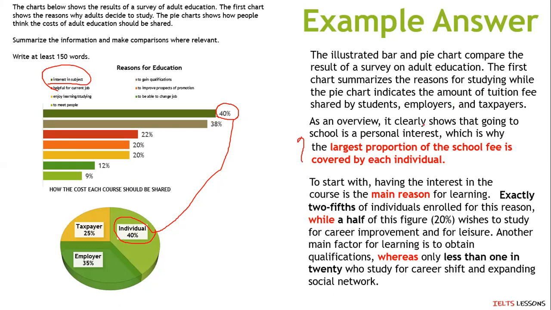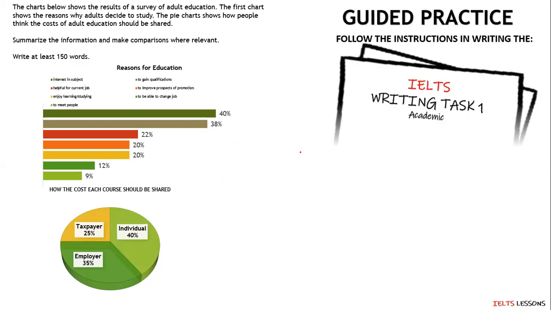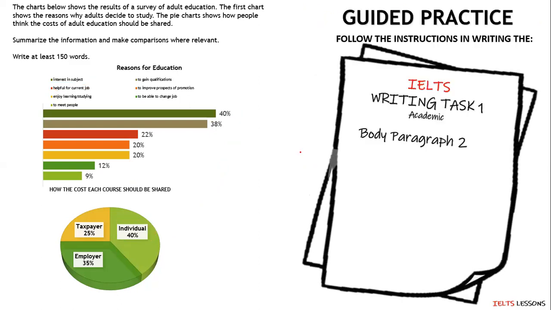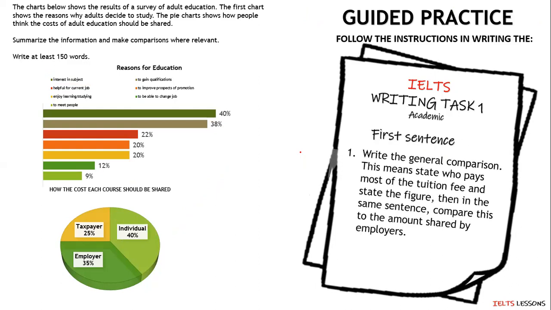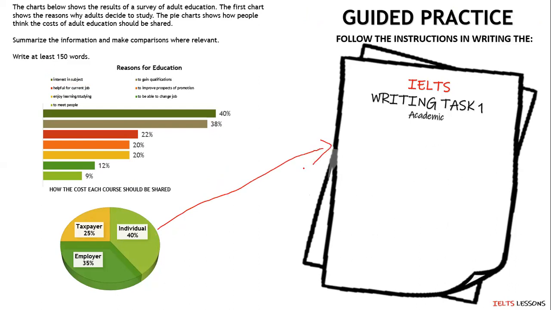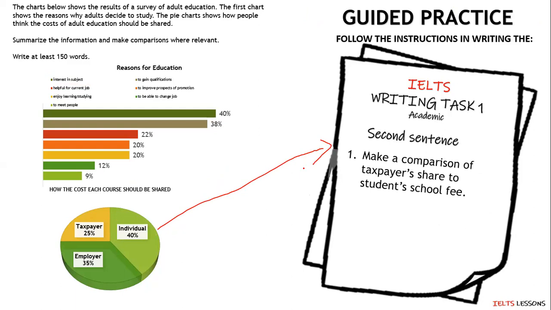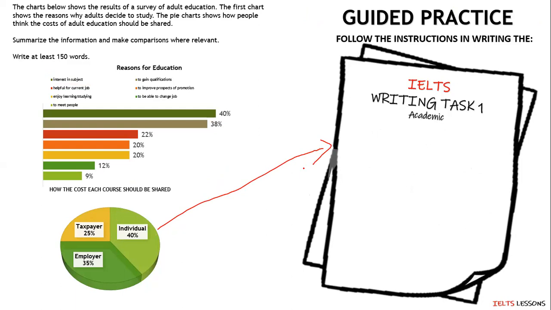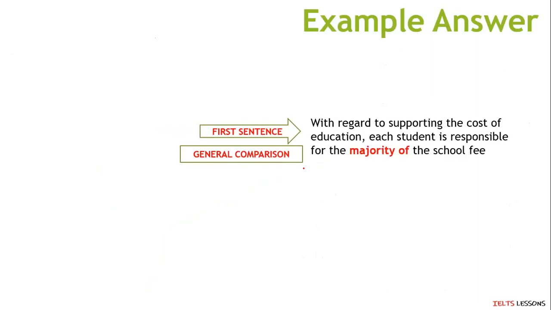For your homework, I'd like you to finish the writing task 1 body paragraph 2, and we have to cover the pie charts. I have shown you what to write in the first sentence, what to write in our second sentence, only 2 sentences. Then I will share the example answer; in the file that I sent you, you can find an example answer.